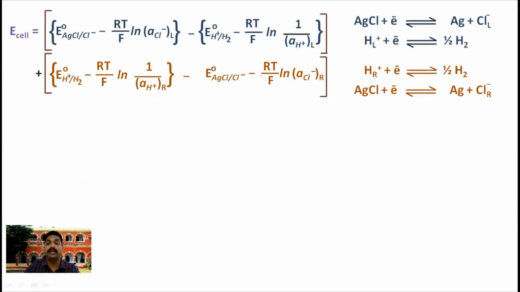Thus, we can have all the four reactions. So here in blue color we have written left hand side cell, and here in brown color we have written right hand side cell. Now when we come to left hand side cells, on right hand side reduction is happening. So what is that reduction? AgCl is being reduced to Ag and produce chloride ion on left hand side cell, and hydrogen in actuality is being oxidized, but the reaction is being written in terms of reductions. That is why H plus on left hand side to produce half H2.